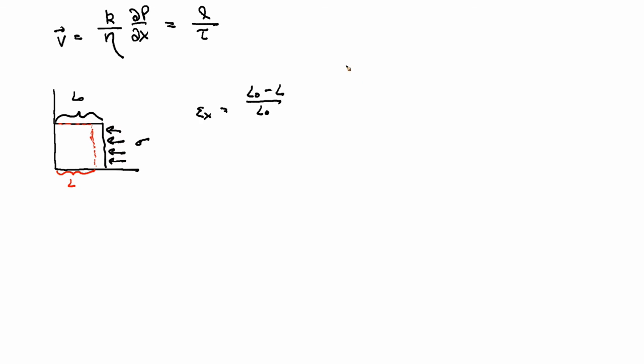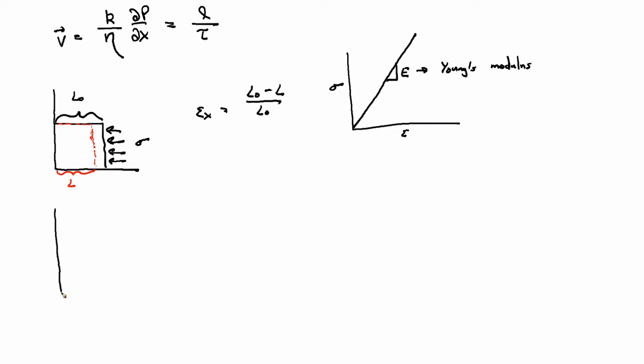But if we were to then plot the stress versus strain for an elastic material, we'd get a straight line like that, right? What's the slope of this straight line called? Young's modulus. So this is Young's modulus, or the elastic modulus. Right, so we're just going to extend that idea to 3D.